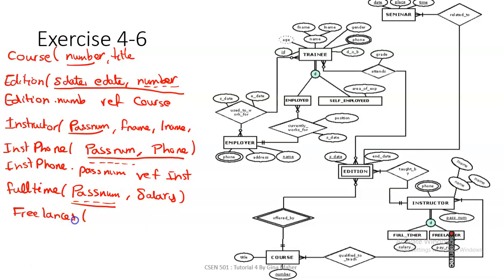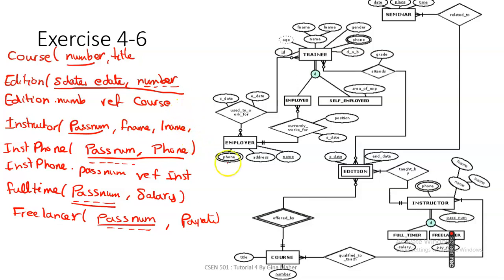We'll have pass number, sorry, as a foreign key and primary key with the pay rate. Okay, let's try to map the relationships in this part. In this part, we have a relation between course and edition, which is one to many. So in this case, we are going to put the foreign key of the one-sided, which is course, in the many, which is already done here when we represented the weak entity.